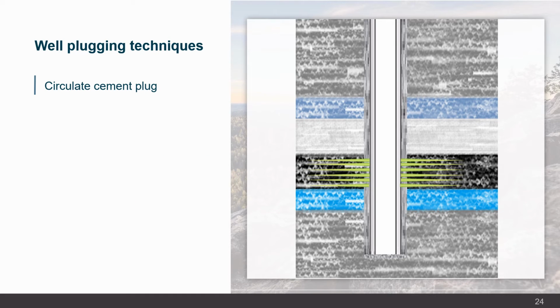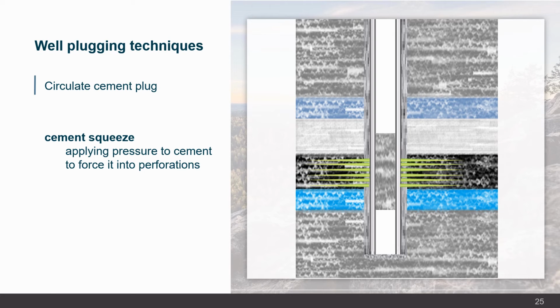Another technique for zonal abandonment is circulating a cement plug across the completed interval. In the example shown here, the permit holder takes a tubing string and extends it to below the bottom of the completed interval. Cement is circulated down the inside of the tubing and up the outside of the tubing until a plug extends from 15 meters below the completed interval to 15 meters above the completed interval. Afterwards, the tubing string is withdrawn, leaving a circulated cement plug that extends over the entirety of the completed interval.